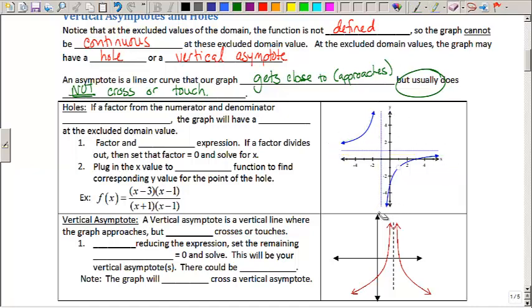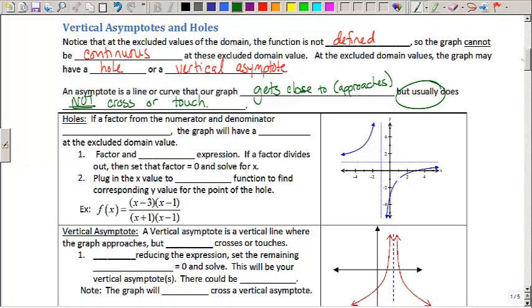I'm going to go ahead and erase this because we'll be talking a little bit about holes and asymptotes, but I really just wanted to talk to you about what an asymptote was, what it looked like, and how it behaves. So at these excluded values from the domain, you're either going to have a hole or a vertical asymptote. You'll have a hole if a factor from the numerator and a factor from the denominator divides out.